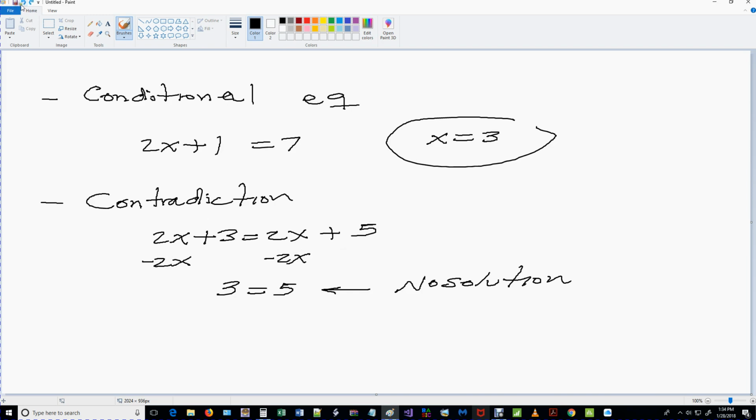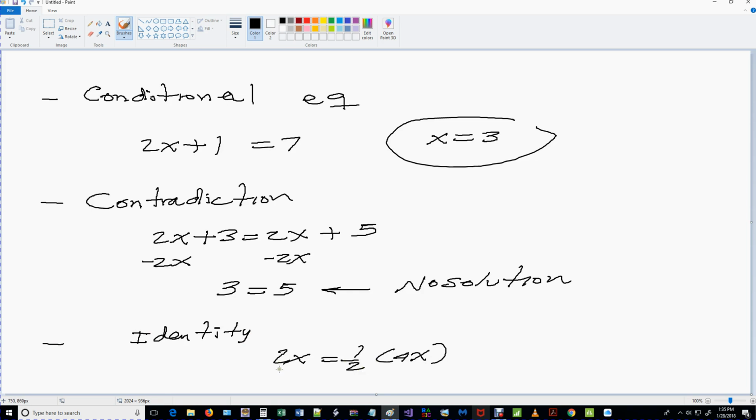In the first case, the equation is true for only one value. In the second case, the equation is never true. And in the third case, this is called an identity. This is when the equation is true for all values, or it is always true. For example, 2x equals 1/2 of 4x, something like that, right? Something easy.